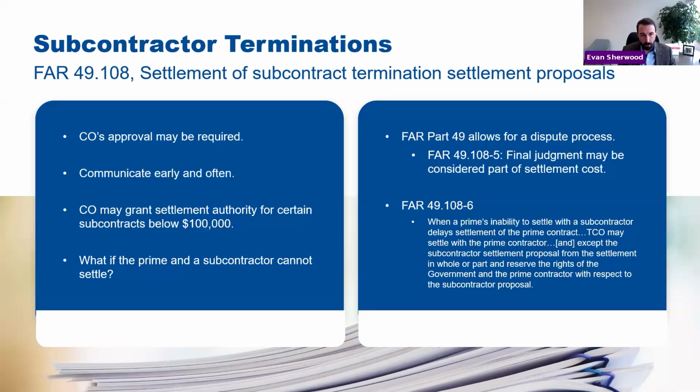But what if you can't settle with your sub? What if the prime and sub just cannot come to an answer? Well, FAR Part 49 recognizes that might happen. It actually says that final judgment in litigation with a subcontractor can be considered part of your cost. And if a prime is really unable to settle with the sub by the time of that 1 year deadline, then you go to your termination contracting officer and you work it out. You get an agreement to carve it out. You might get some type of tolling agreement, but just don't miss those deadlines.